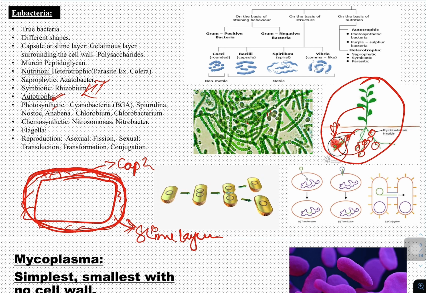Under that, first is photosynthetic cyanobacteria. Cyanobacteria are also called blue-green algae. These are bacteria which have a chlorophyll pigment, and can undergo photosynthesis.